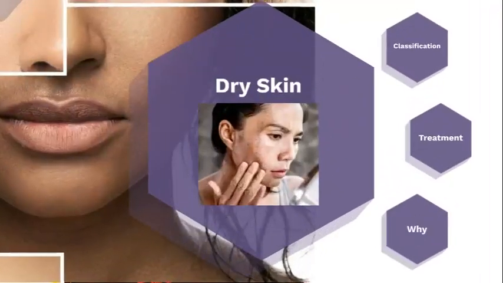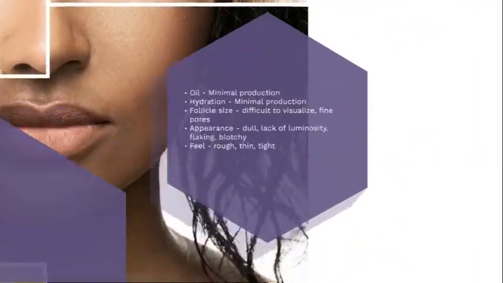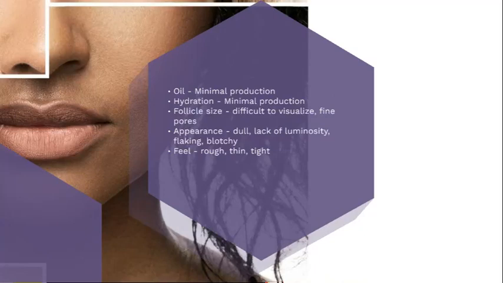And then we have our dry skin type. Now, our dry skin, the oil production is going to be very minimal. There's going to be minimal production of hydration. The follicle size is going to be almost invisible. It's going to be very hard to see, very, very fine pores. The appearance of the skin is going to be dull. It's going to lack luminosity. You'll see like flaking and blotchy. When you touch it, it'll feel rough, thin, or tight.